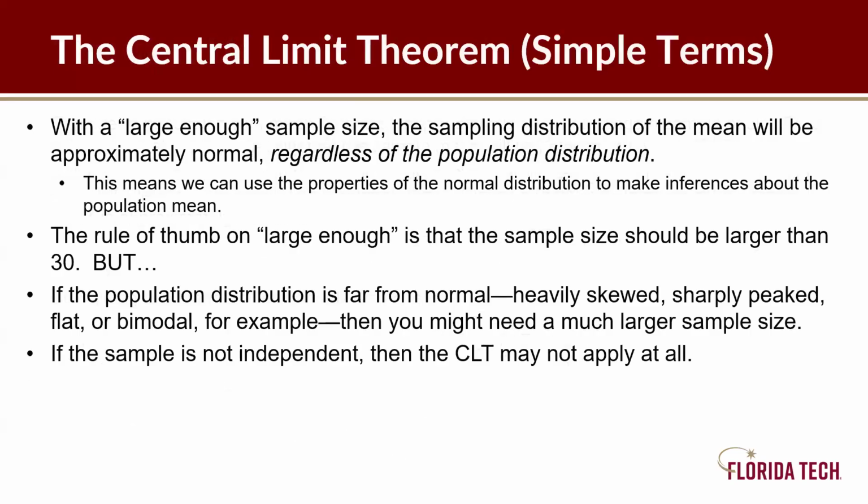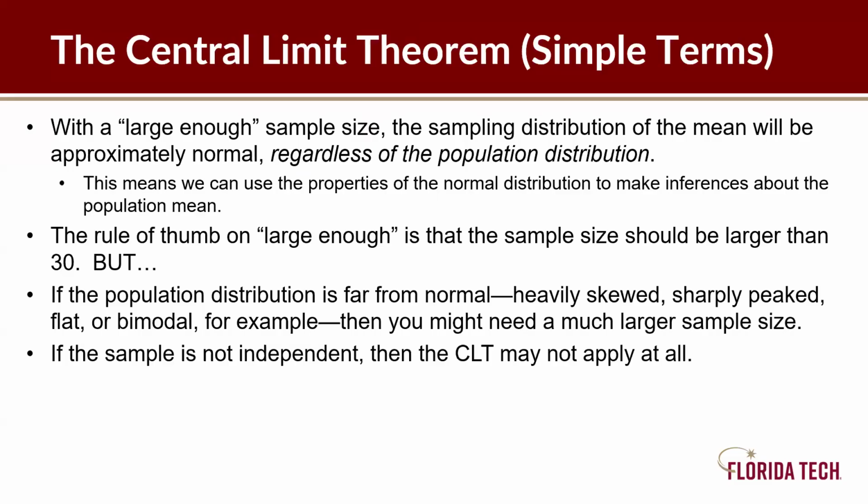All right, so in simple terms, what does the central limit theorem mean? What do we mean by large enough? Well, with a large enough sample size, the sampling distribution of the mean will be approximately normal regardless of the population distribution. That means we can use the properties of a normal distribution to make inferences about our population mean.